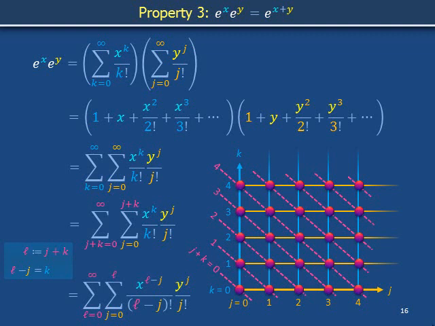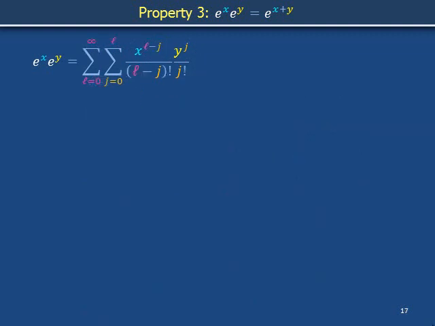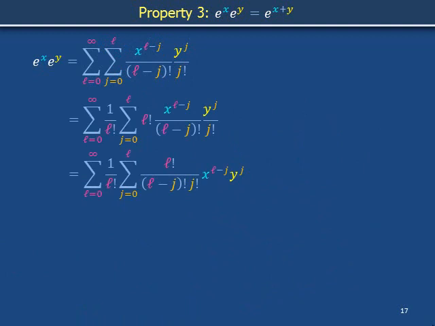We obtain the sum from L equals 0 to infinity of the sum from j equals 0 to L of x to the L minus j, y to the j, over L minus j factorial, j factorial. Open up some white space into which we can insert compensating factors of L factorial upstairs and downstairs. Move the powers of x and y off of the fraction bar and move the L factorial onto the fraction bar.